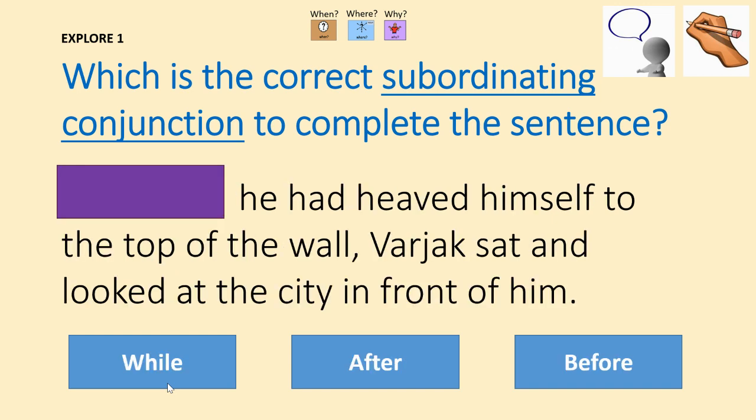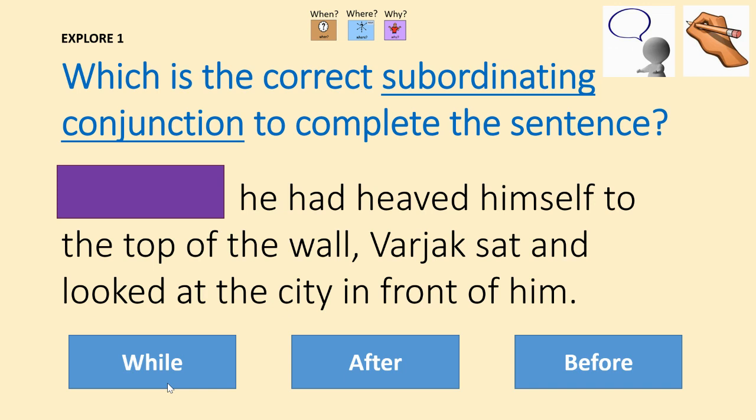Okay, so we've got another subordinating conjunction starting at the beginning of this sentence. So let's have a look and see. Let's read the sentence together. He had heaved himself to the top of the wall. Varjak sat and looked at the city in front of him. Okay, so what is a subordinating conjunction that will complete that sentence? I want you to say your answer out loud and then write your answer down on your piece of paper. Do that now. Press pause.